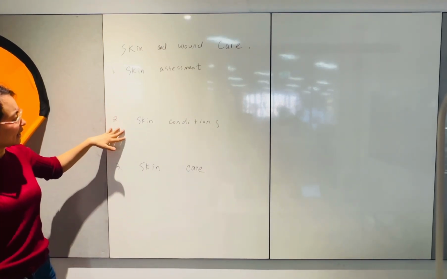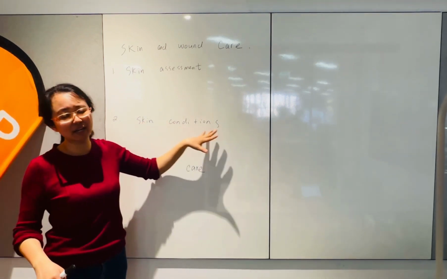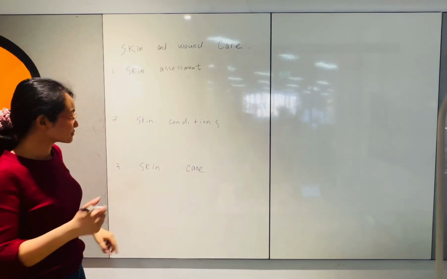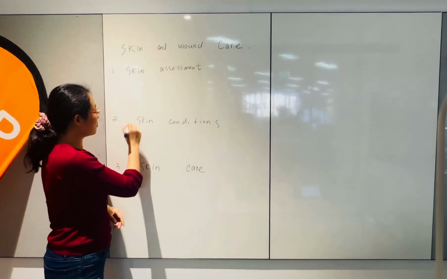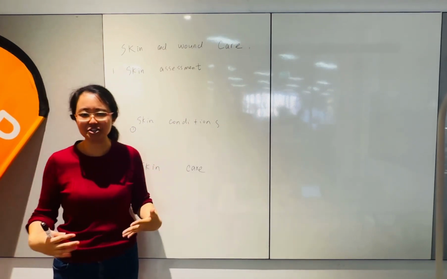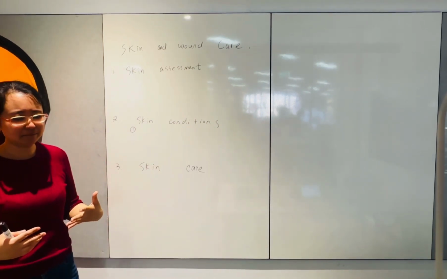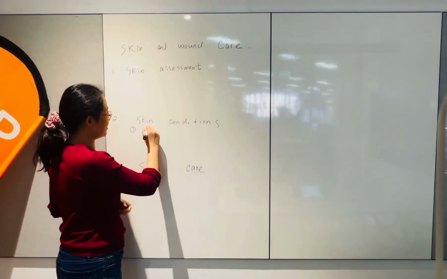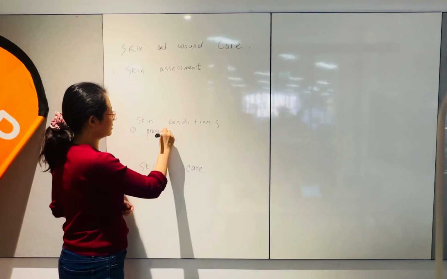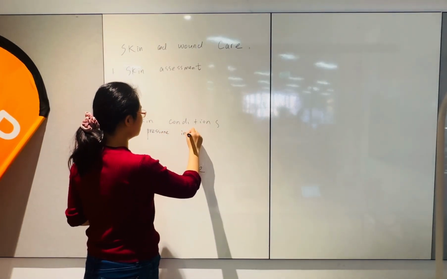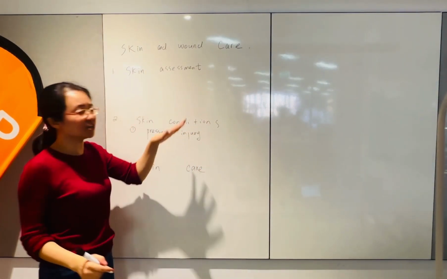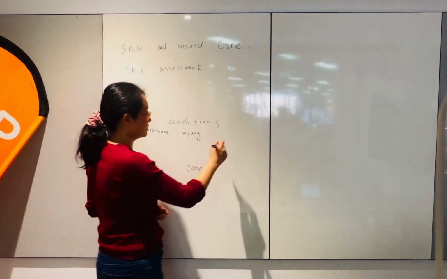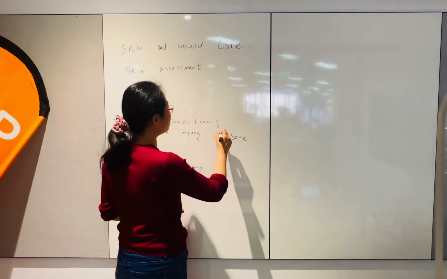Now, next we will talk about some common skin conditions. For example, especially for older patients, a very common skin condition I just mentioned is called pressure injury. Pressure injury is also called a bed sore or pressure sore. You can say pressure sore or pressure injury.